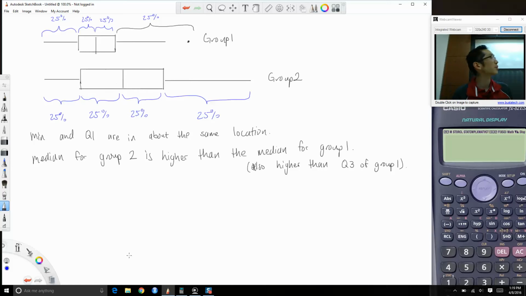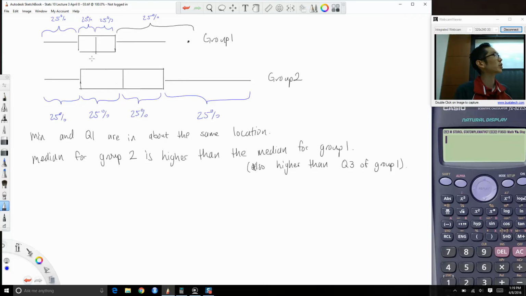Okay, so from there, you could just say in the span between the median of group 2 and Q1, 25% are between here and here, whereas for group 1, half of the data is in that same range. Okay. All right.